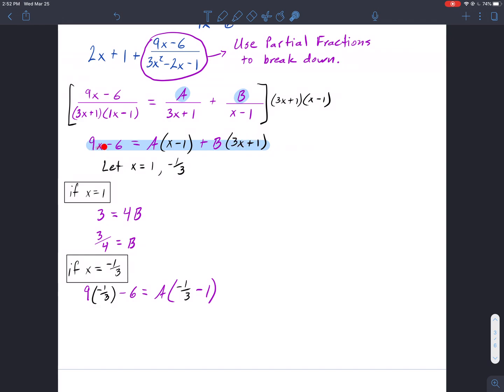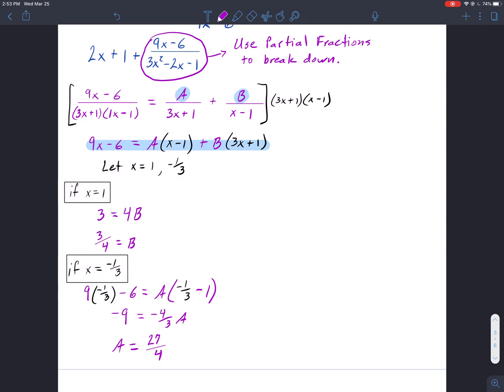So when I'm plugging negative 1/3 into this equation, on the left side I get negative 1/3 times 9, and on the right side I've got negative 4/3 times a. Negative 1/3 of 9 is 3, and then I'm subtracting 6 more, so I've got negative 9. That's what the left side becomes. The right side is negative 4/3 a, since negative 1/3 minus 1 is negative 4/3. So now if I solve for a, I'm going to multiply by 3/4. a is equal to positive 27/4.